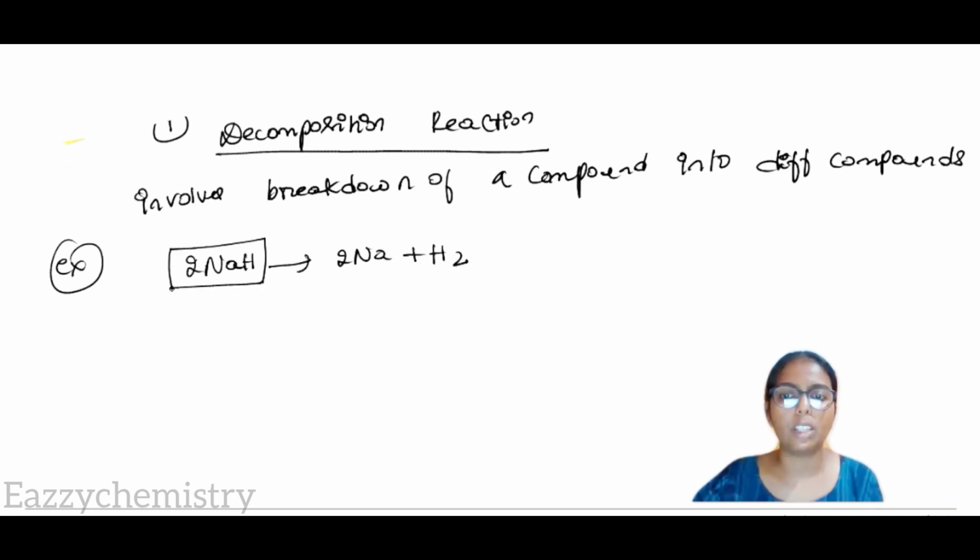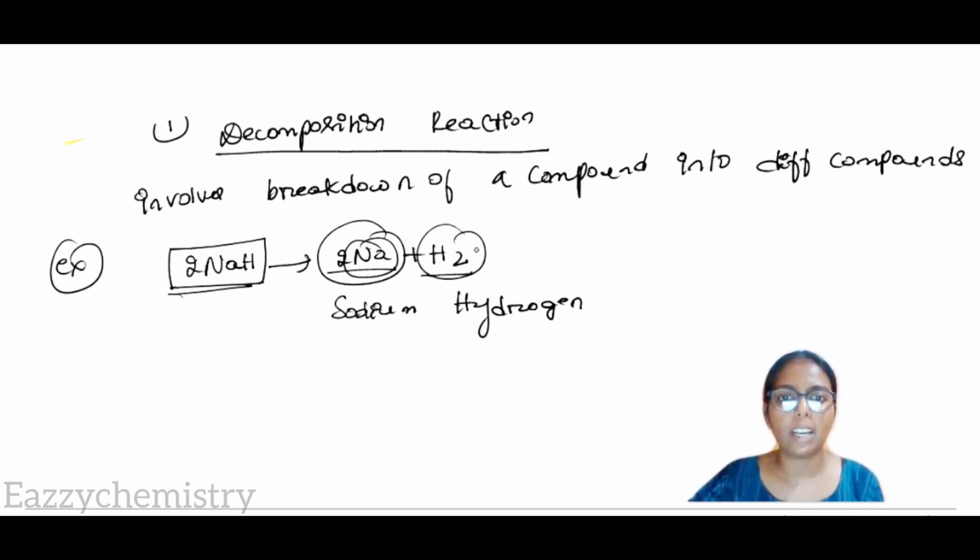Here NaH, that is sodium hydride, will break down into sodium and hydrogen. Sodium hydride is a single compound. It will break down into two simpler substances, sodium as well as hydrogen. So this is an example of a decomposition reaction.